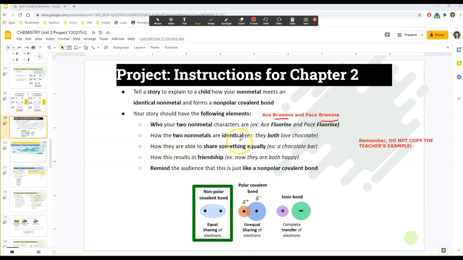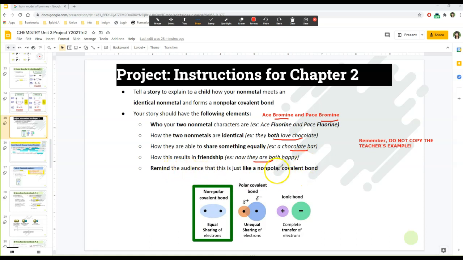So how are the 2 nonmetals identical? So in my example, they both love chocolate. And then because of this, they love it equally, and so they can actually share it equally. So they share a chocolate bar equally. And this results in friendship. Again, very simple reason, because now they're both happy.